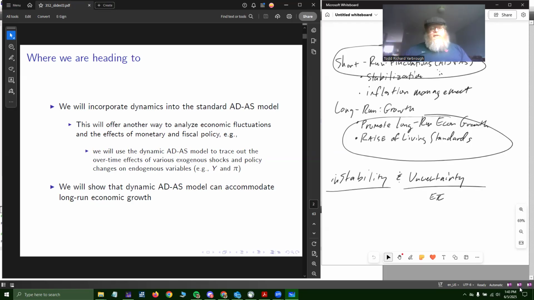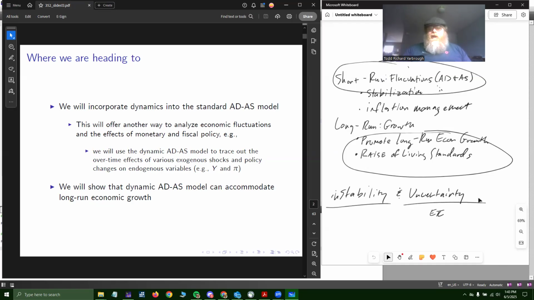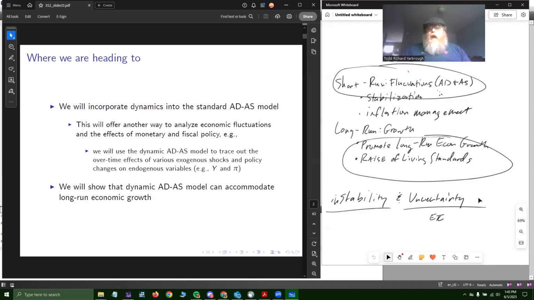Like, what does that process look like? Aggregate supply, aggregate demand, short run ISLM analysis, they can't get us there. They just cannot get us to any sort of long run conception. And so therefore do not do well at growth.